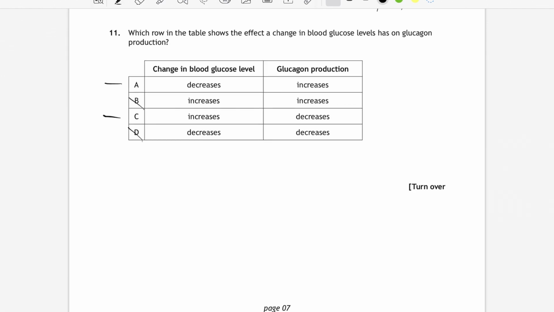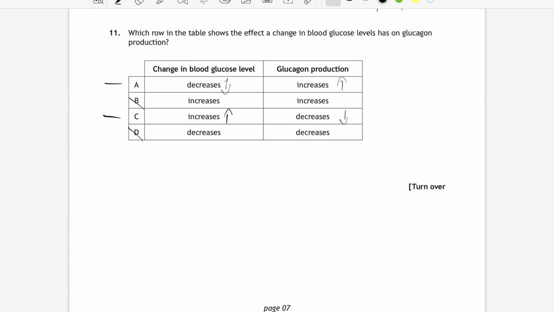Now let me explain. We've got a change in blood glucose level. If your blood glucose or your blood sugar decreases, your glucagon production is going to increase. Glucagon is going to break down that stored sugar that you had earlier, so it's going to break the glycogen back down into glucose. So that would be a correct answer. But the opposite answer actually appears in this question. If we have an increase in blood sugar level, that glucagon is also going to decrease. So we're going to have the opposite effect going on there.